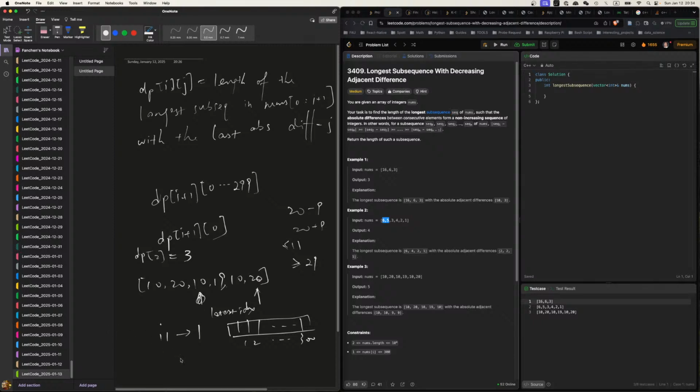Okay, yeah, I think that is a solution. That will be O(M N), where M is the max of nums and N is len nums.